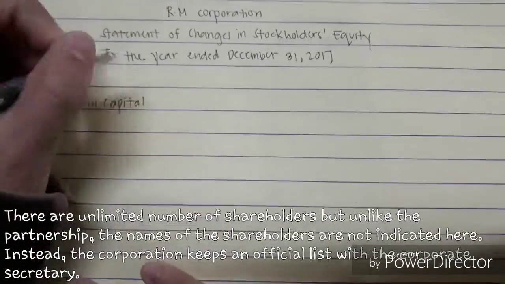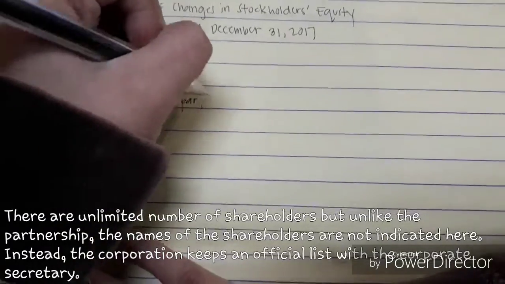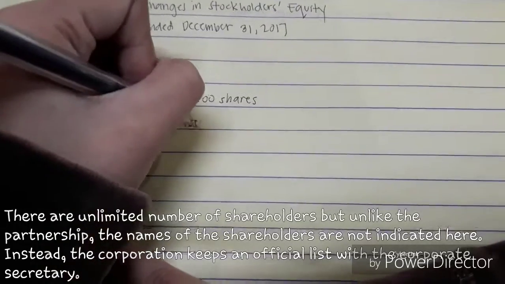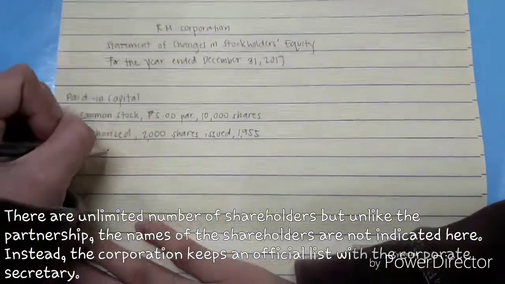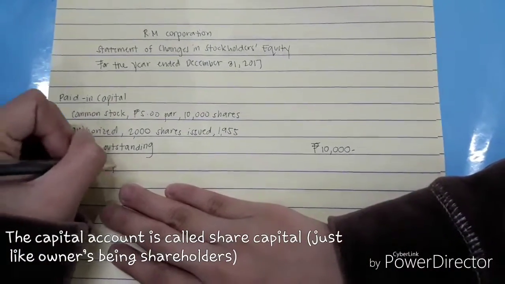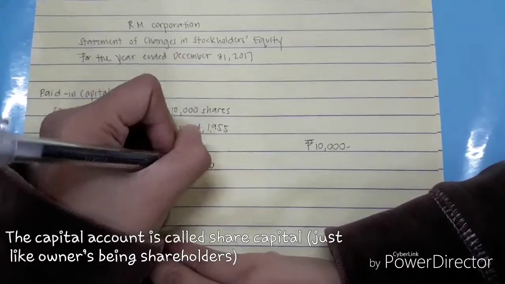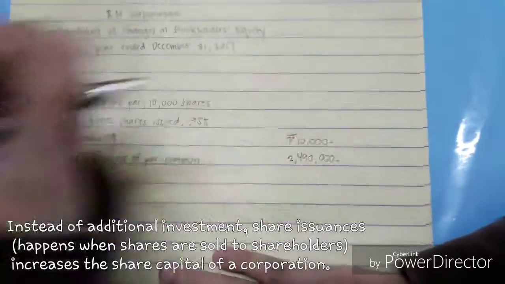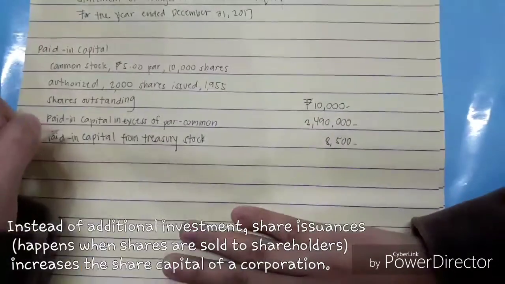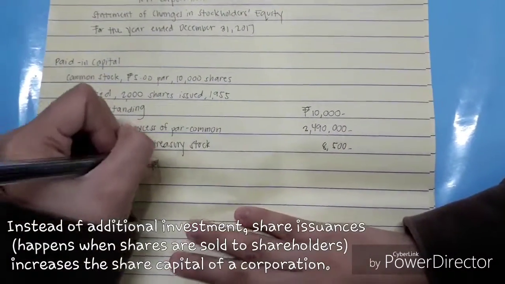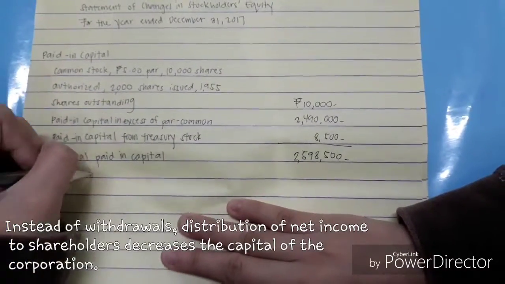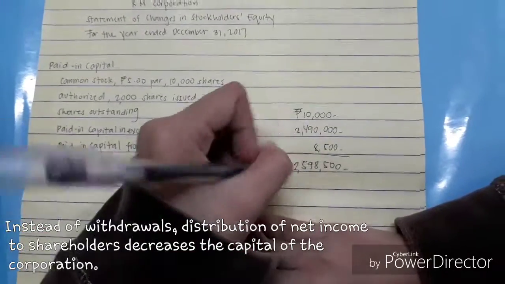There is an unlimited number of shareholders, but unlike the partnership, the names of the shareholders are not indicated here. Instead, the corporation keeps an official list with the corporate secretary. The capital account is called share capital, just like owners being shareholders. Instead of additional investment, share issuances happen when shares are sold to shareholders, which increases the share capital of a corporation. Instead of withdrawals, distribution of net income to shareholders decreases the capital of the corporation.